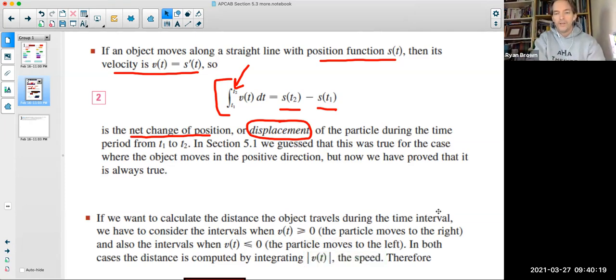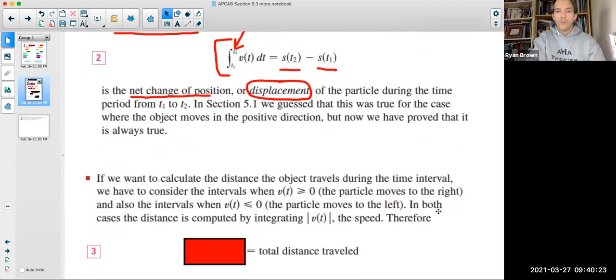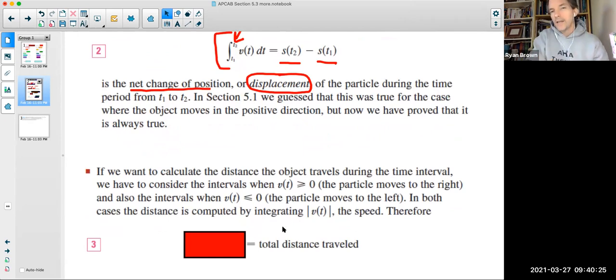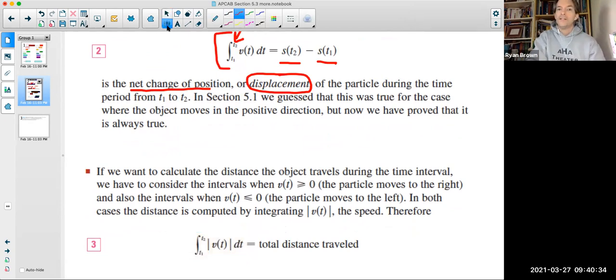So what we have to do here is take the absolute value of velocity. By definition, the total distance that a particle travels is the integral of the absolute value of velocity. If there's no absolute value there, then you're only finding displacement. But if you want to find the distance, we need to take the absolute value of velocity.